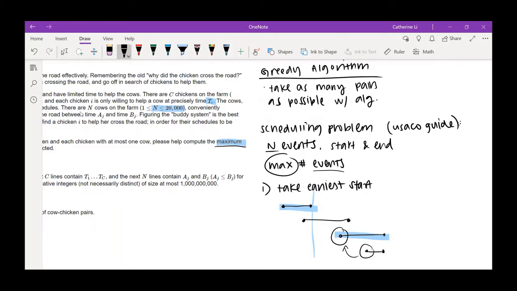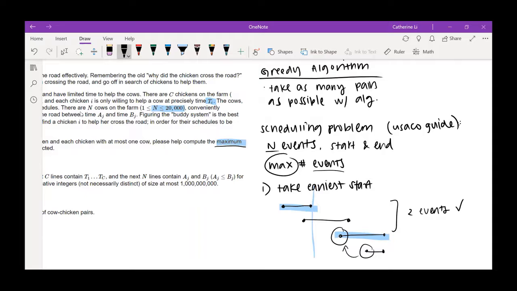So this would give us 2 events total. And for this case, the answer turns out to be right. We can't get any more than 2 events.